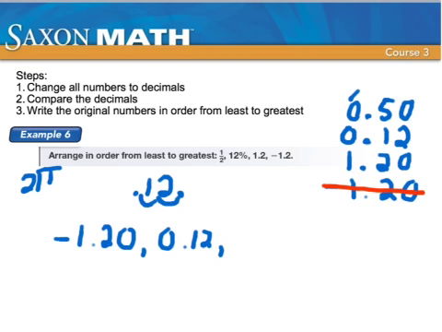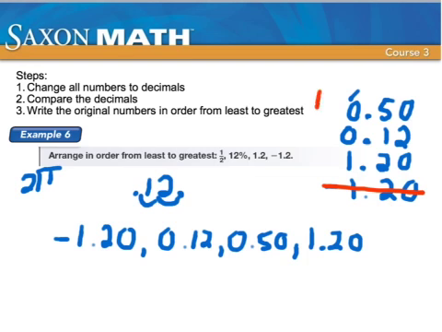Okay, well, then the next smallest should be the 0.50 I had, or sorry, the next biggest, and the next biggest would be the 1.20. Okay, so I have now done step 2. I've compared the decimals. Here's my comparison of the decimals. Step 3 says to write the original numbers in order from least to greatest. Okay, the original numbers in order from least to greatest.